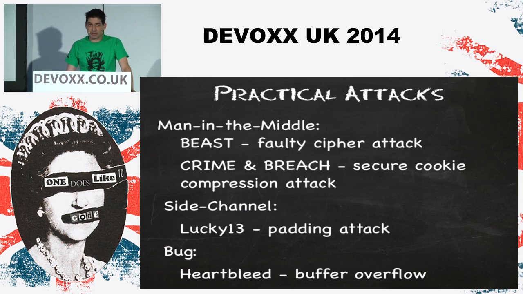BEAST was about 3 years ago. It stands for Browser Exploit Against SSL and TLS. It uses a Java applet, which violates the same origin policy. Hey, love Java applets. And it works on cipher blocks rather than streams. It's fixed in TLS 1.1, but it's still broken in TLS 1.0, which a lot of systems default back to. So BEAST is still a current attack vector.